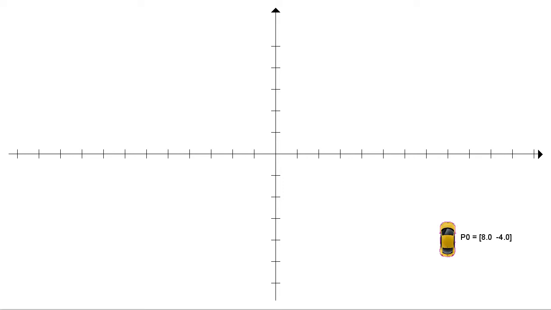So here it is. We have a small vehicle in a prototype 2D game. It has its coordinates, in this case 8 and -4. There are absolute coordinates which can be easily read from the coordinate system. Changing the car's position whilst moving around will change the coordinates accordingly.